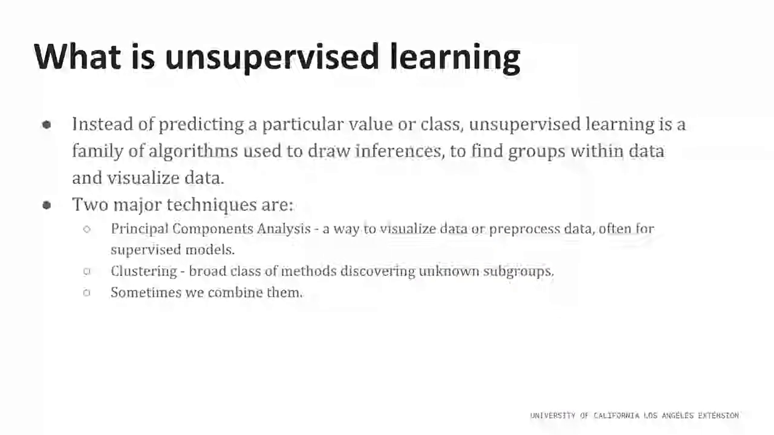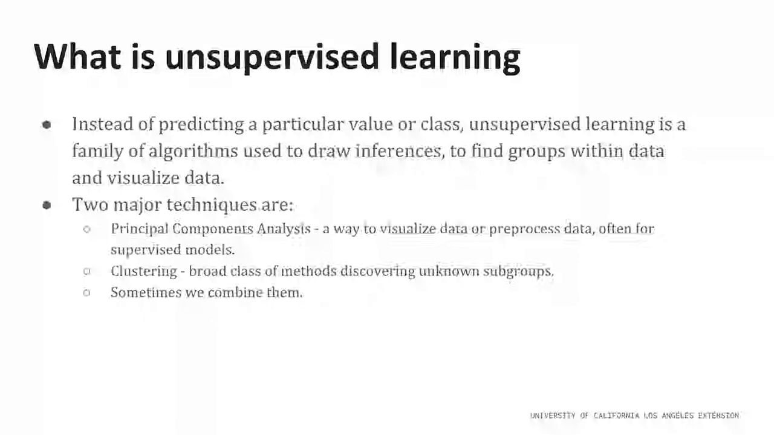Now, what is it? So instead of predicting a particular value or class, unsupervised machine learning can be used to help you understand the data more. It can be used to make inferences, to look at correlations, to find groups within data. It's also really handy to visualize data. So you saw how we were able to take something that was all monotone in one group and break that into three groups and visualize them with colors.